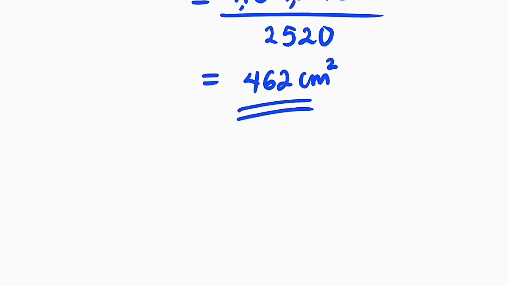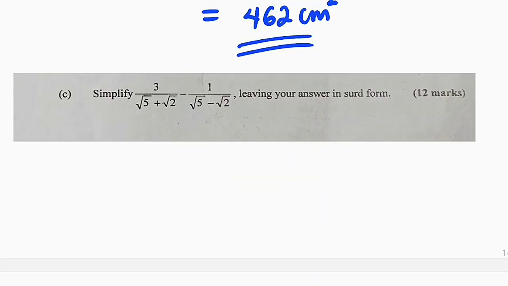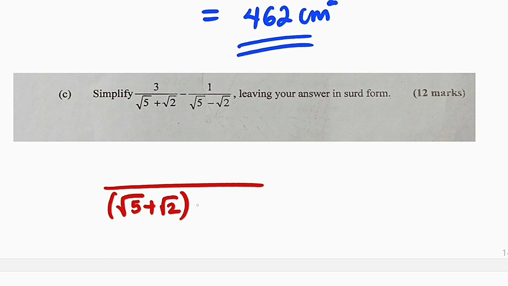Now for question 6c, we have to simplify the surd expression 3 divided by square root of 5 plus square root of 2 minus 1 divided by square root of 5 minus square root of 2. So first of all, we need to find the LCM, and we can simply multiply the denominators. So it will be square root of 5 plus square root of 2 multiplied by square root of 5 minus square root of 2.